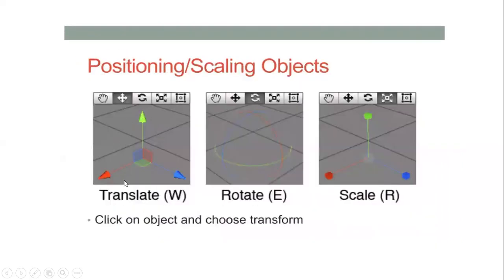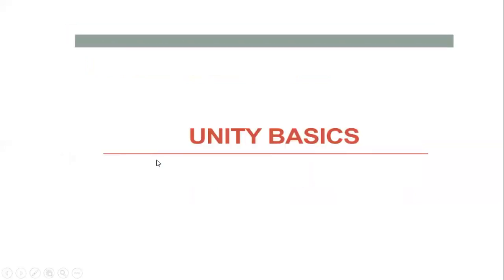This is called translate, which is W. The shape you see, this we say as translate. And the shape you see here is rotate. We say it as E. And this is the scaling position. We say it as R. You can click on the object and choose the transform. Whichever transform you want, you are able to do accordingly. Is it clear to everyone till here? So these are the basics. As soon as you have created your project, this is how it looks.